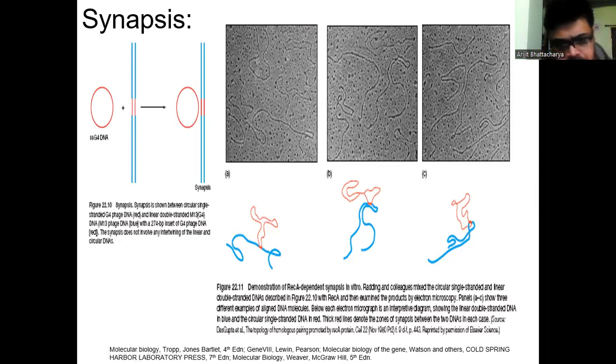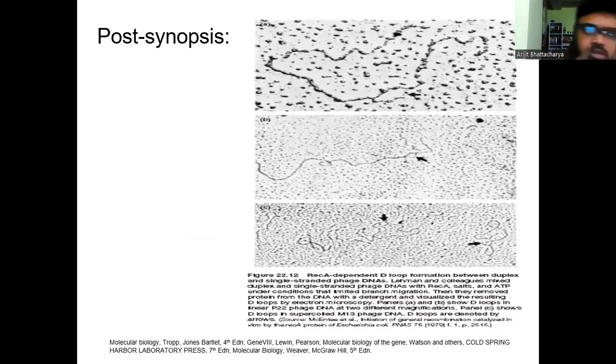So here, at least the physical existence of such complexes was revealed. And then there are some electron micrographic images of post-synapses. That would mean that after those DNAs are joined, then some D loop will be formed. So here you can see this kind of looping. This is a loop. So this is what the D loop is. So even the D loop could be visualized by electron microscopy.